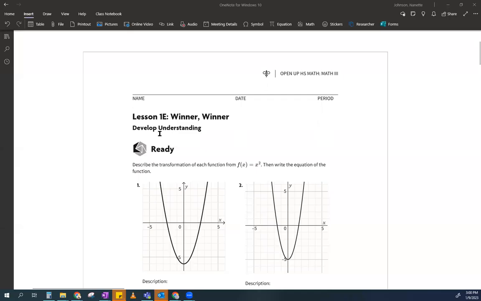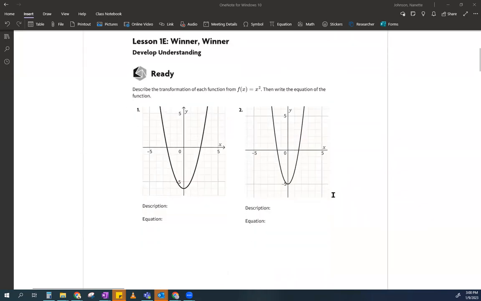Okay, so we're in 4.1 and we're going to be doing numbers 2 and 3 from Ready, Set, Go. It says describe the transformation of each function from f of x equals x squared, then write the equation of the function. So this is a pretty standard question that Ms. Johnson will ask because graphing is really, really easy now that you guys get to use Desmos, right?